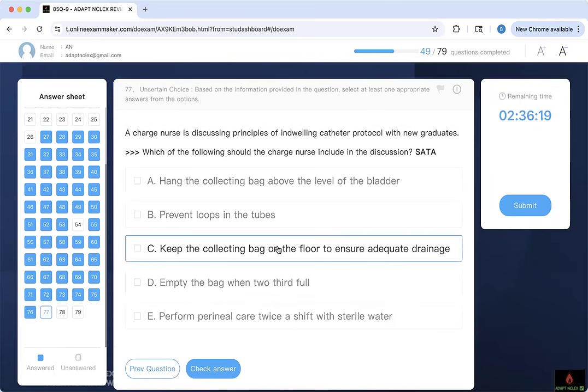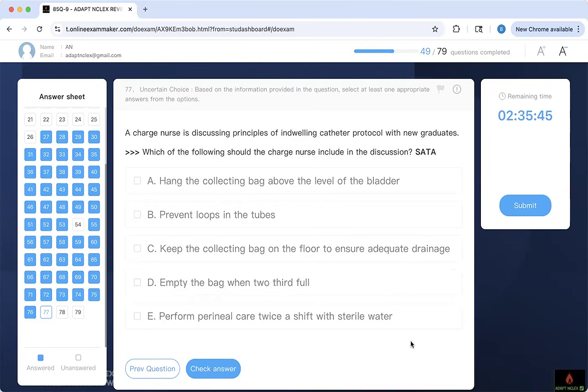A charge nurse is discussing principles of indwelling catheter protocol with a new graduate. Which of the following should the charge nurse include in the discussion? All it means is what? We'll come back to it. Hang the collecting bag above the level of the bladder, prevent loops in the tube, keep the collecting bag on the floor to ensure adequate drainage, empty the bag when 2/3 full, perform perineal care twice a shift with sterile water. You pick an answer choice? Select or apply. I know you picked them.